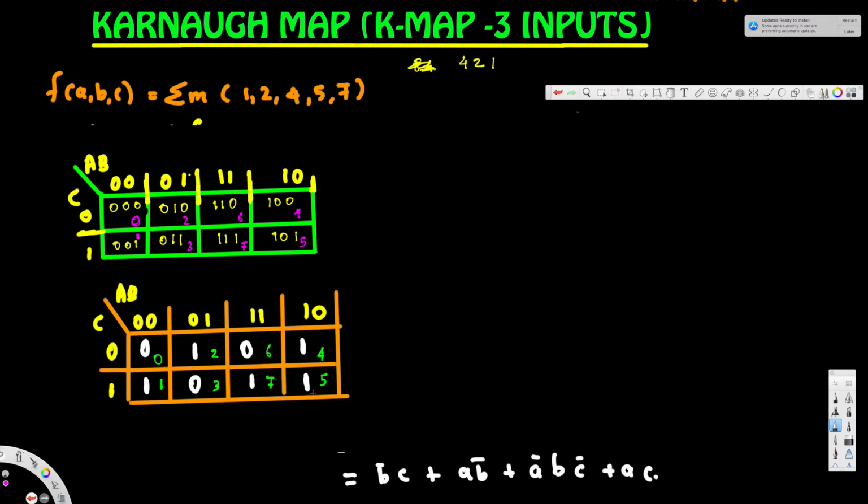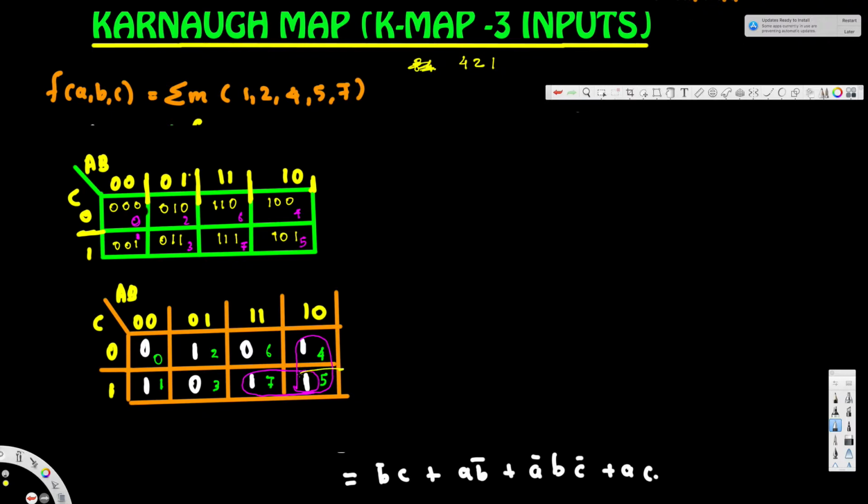Next maximum value possible, that's 2. So we can combine these 2 together. Okay, and also we can combine these 2 together. And there's another way. When we have something in the corner and this corner, we can combine that one too.